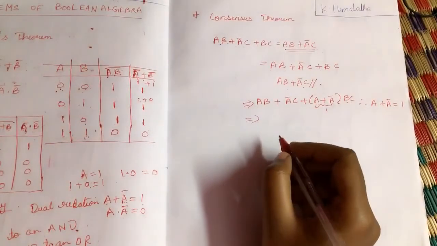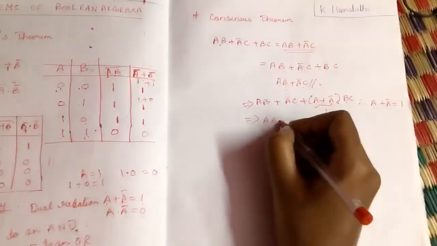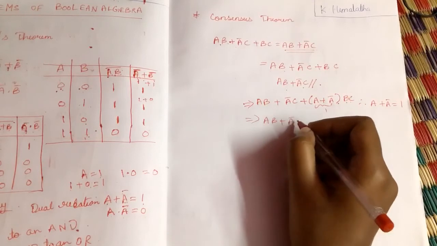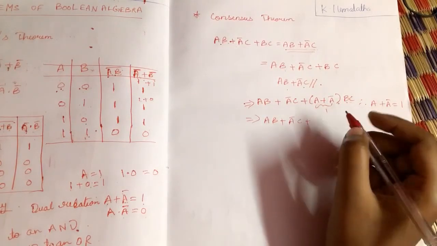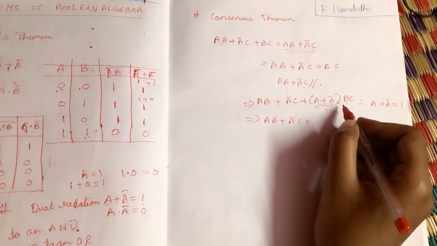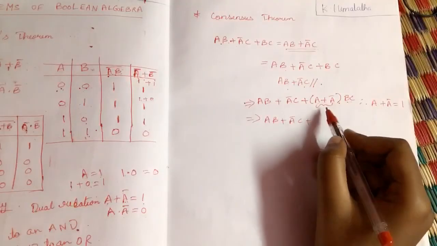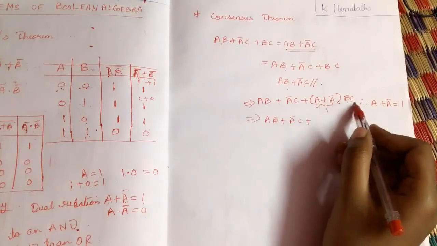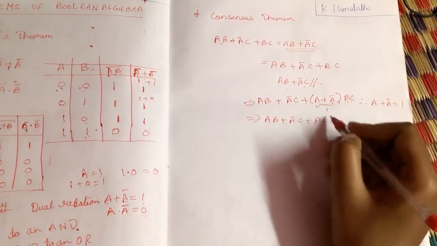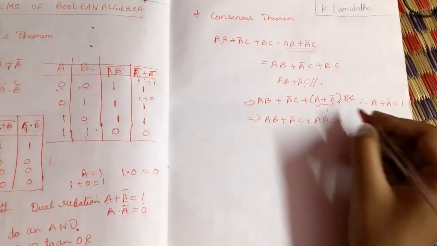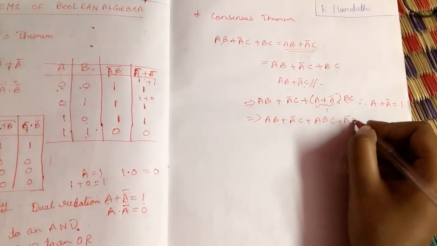So now we are going to solve this condition. What will we have? AB plus A bar C plus, now I multiply BC inside. So I multiply A with BC, and what do you get? ABC. And again I multiply A bar into BC, so we get A bar BC.